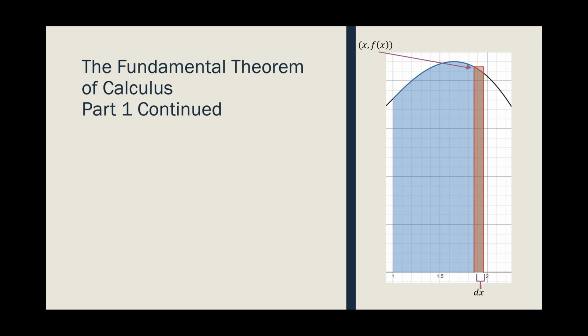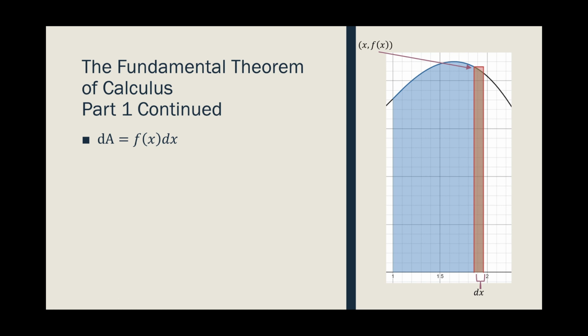Well, let's look at this picture right here. The height of this rectangle is at the point x comma f of x. So its height is f of x. And its width? Well, its width is just dx. Thus, its area is simply f of x times dx. Noting that this is equivalent to dA, we can write the equation that I've drawn on the screen now.